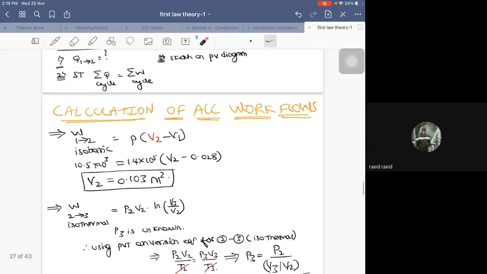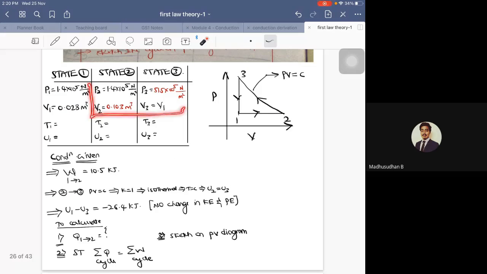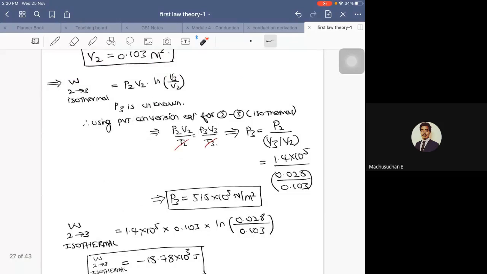Okay, fine. The next process is W2 to 3, which is isothermal. The second form is being used here, P2 V2 into ln of V3 by V2. Since P3 is unknown, if you look at the process 2 to 3, initially P2, V2, and V3 were known, and P3 was not known. So you have to use the PVT conversion equation for the process from 2 to 3, which is isothermal: P2 V2 by T2 is equal to P3 V3 by T3.